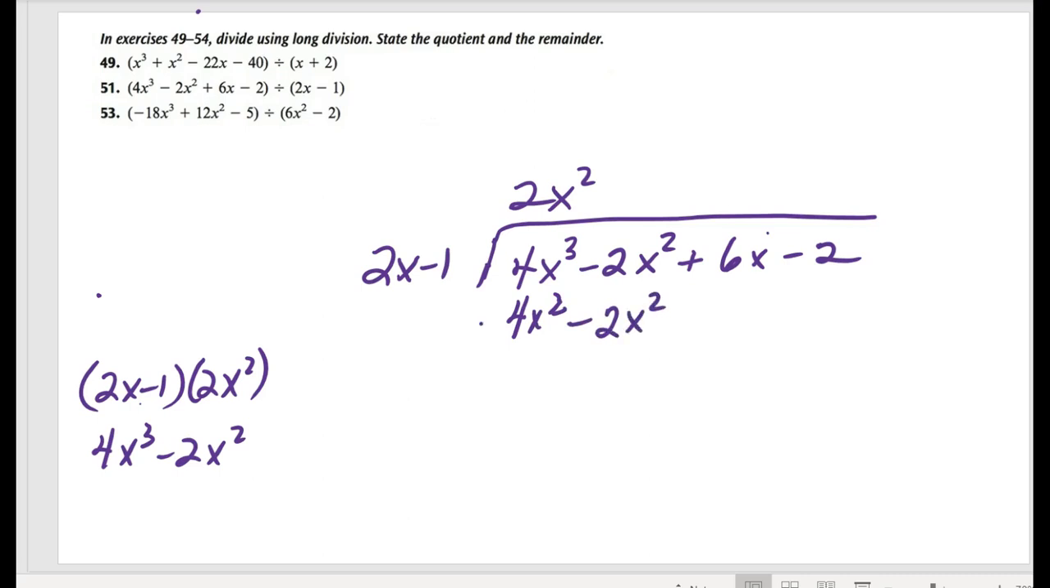I'm going to distribute the minus for my subtraction. And you can see that our remainder will be 0. Your remainder will not always be 0, okay? And I'm going to bring down my next term.